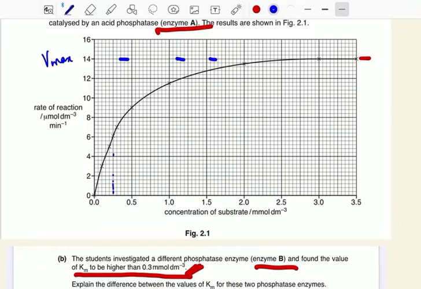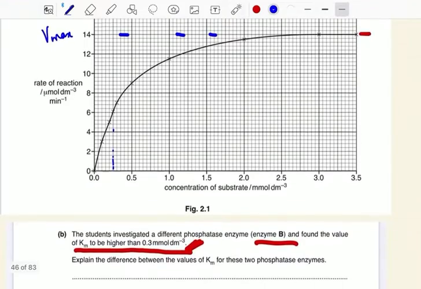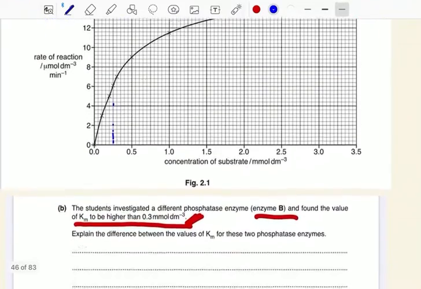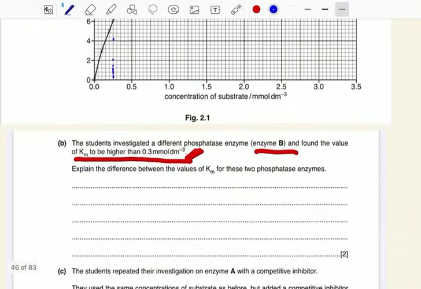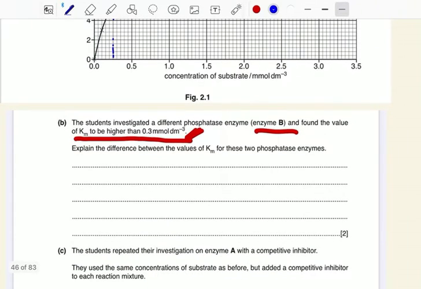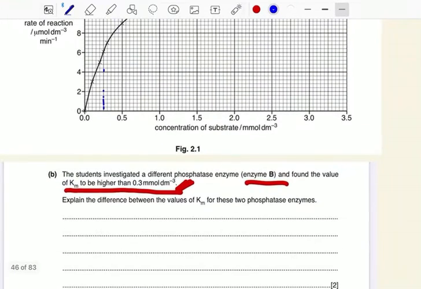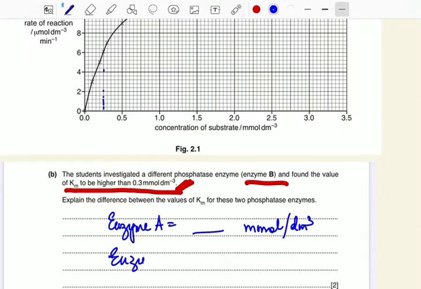So the students investigated a different phosphatase enzyme B and found the value of Km to be higher than 0.3 millimoles per decimeter cube. Explain the difference between the values of Km for these two phosphatase enzymes. So we have two enzymes, enzyme A, whose Km we will find from the graph, in millimoles per decimeter cube, and enzyme B, whose Km has been told to you, which is more than 0.3.